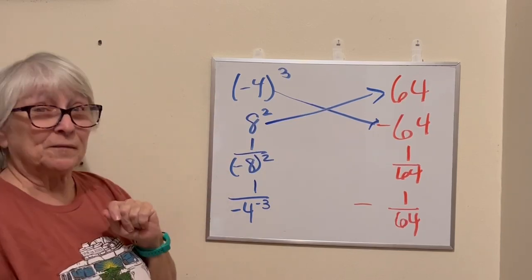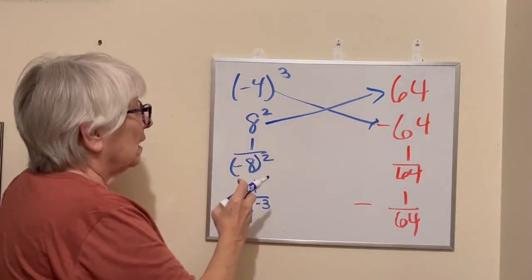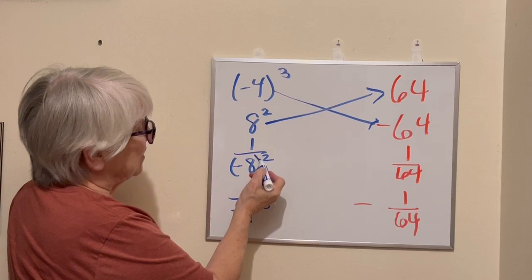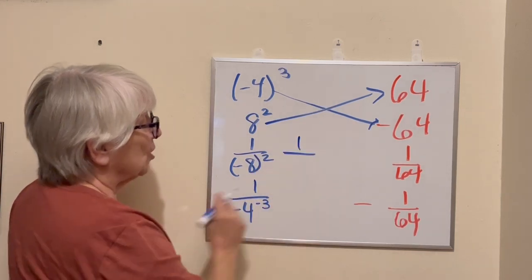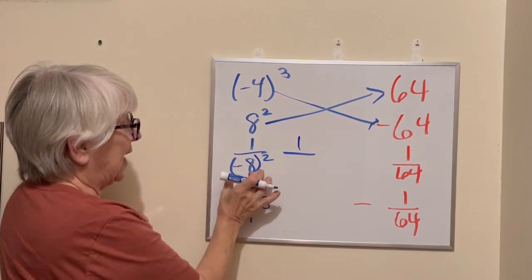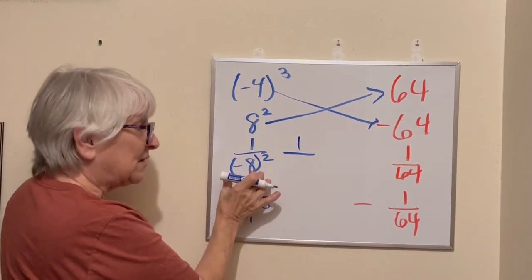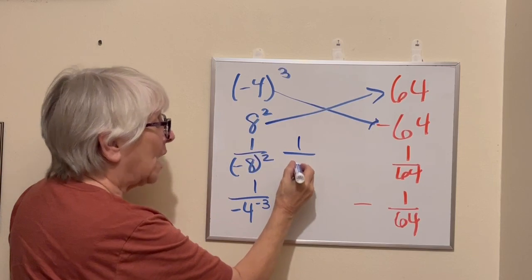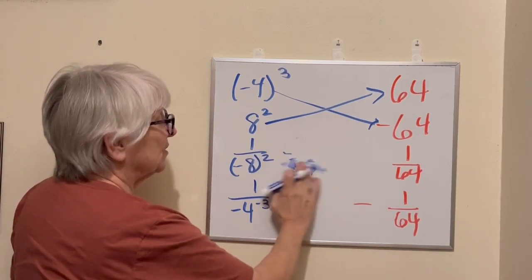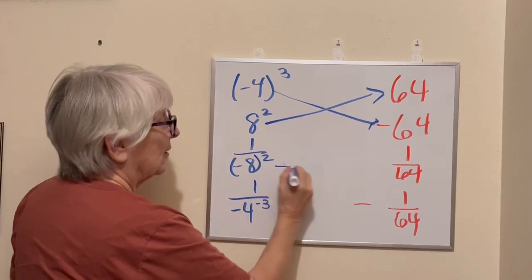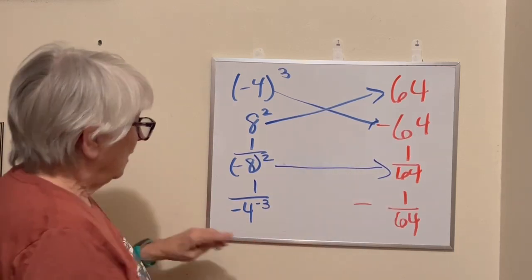Let's try this one. There's no negative sign there. No negative sign on the exponent. That means it's going to be 1 over something. And negative 8 in parentheses, negative 8 times negative 8 is positive 64. So that means that this one goes to this one.